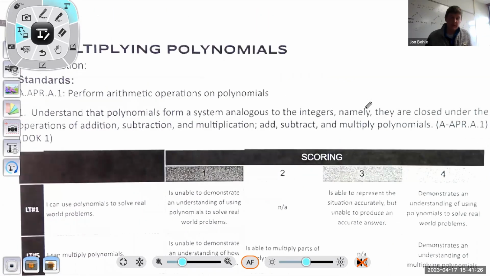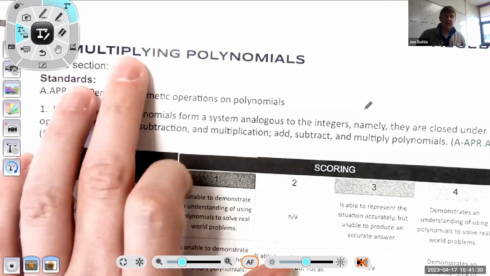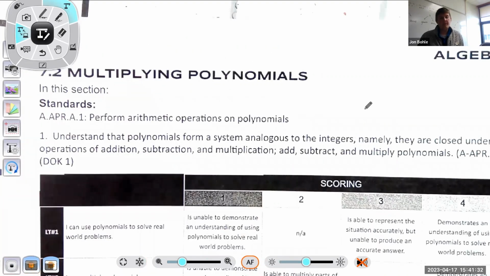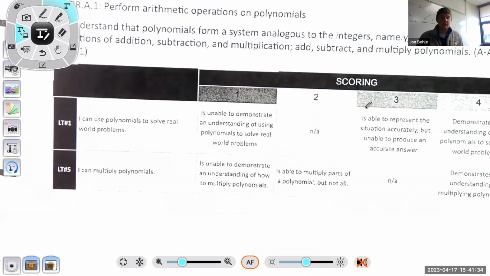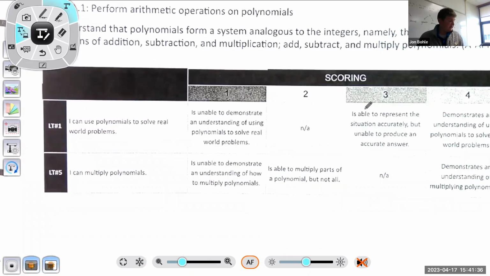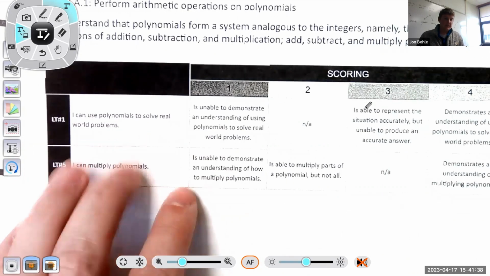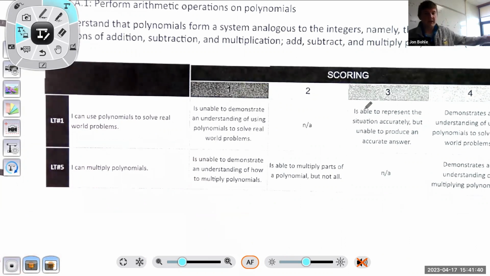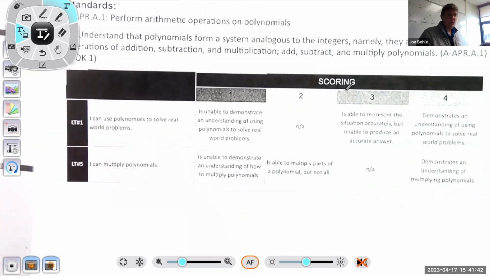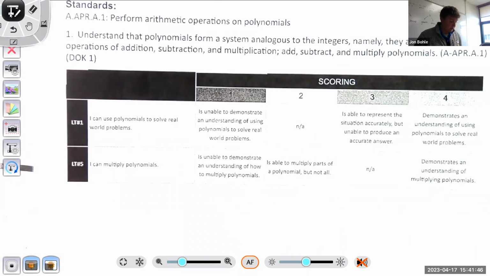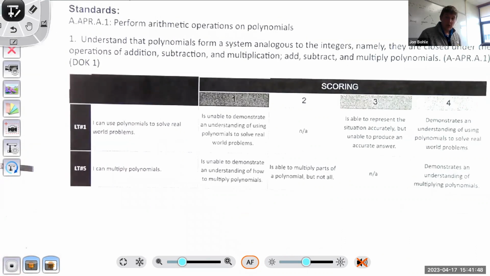All right, folks, we are going to work on the second section of chapter 7, which is multiplying polynomials. We have two learning targets. One is that you can use polynomials to solve real world problems, and the other is that you can multiply polynomials. Within today's work, we are going to just work on the notes here.